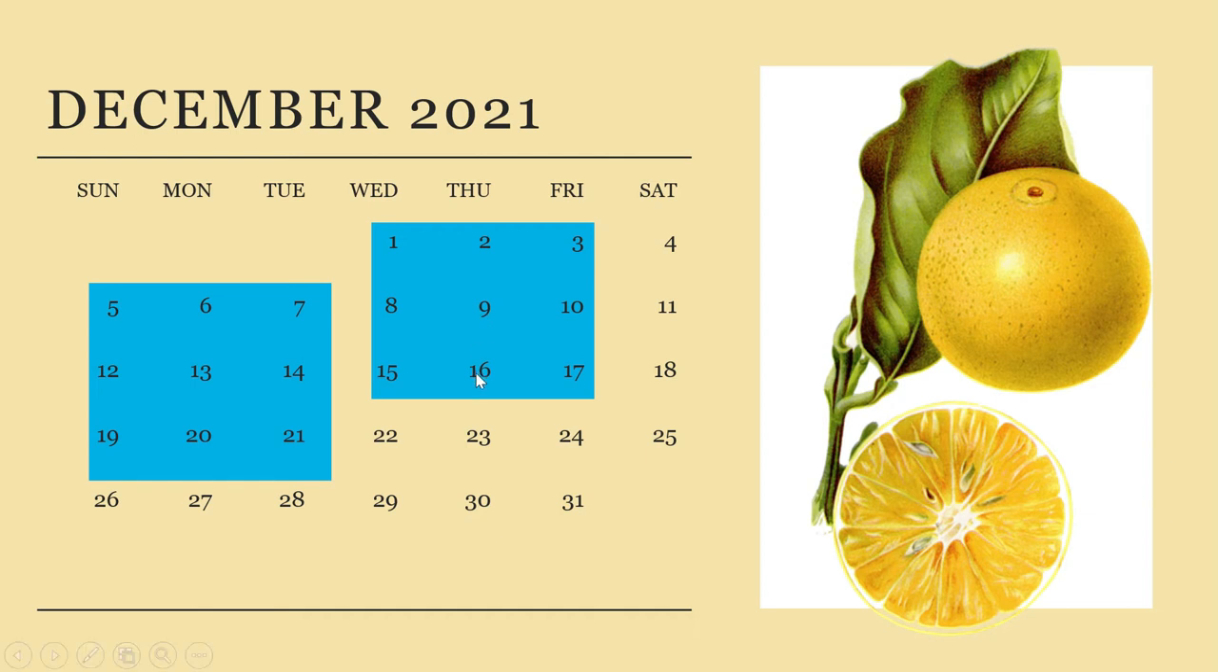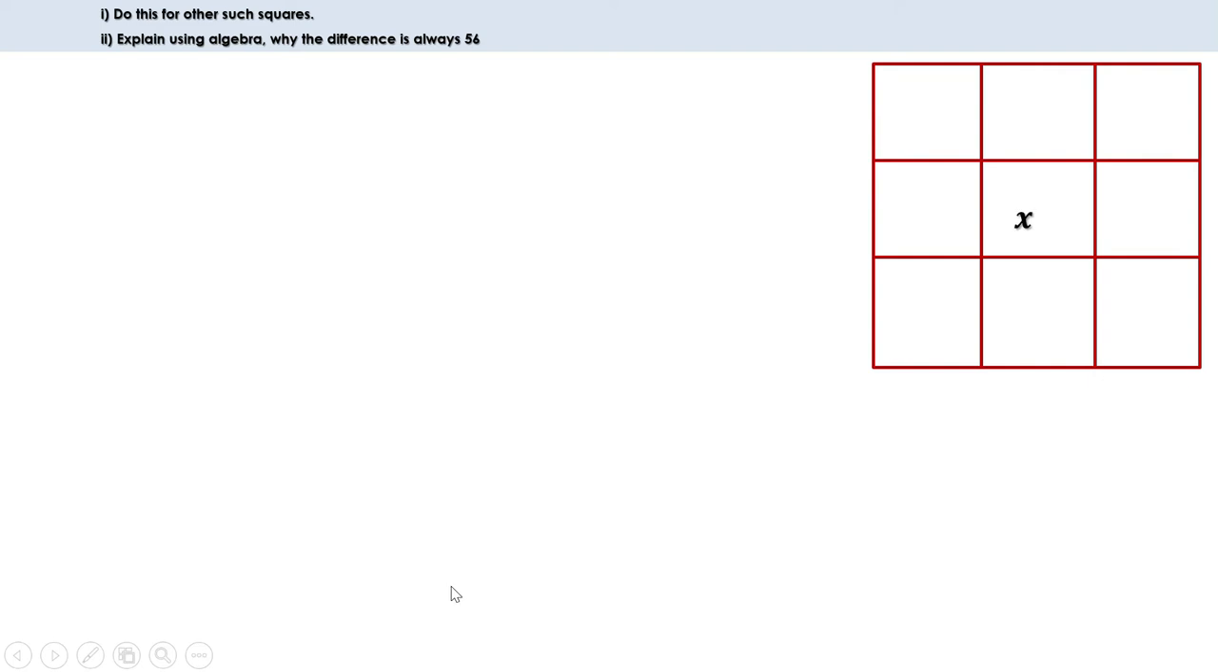And this is 7 more than the middle number, as it is the day of the next week. Similarly, this is 8 less than the middle number, and this is 8 more than the middle number. This is 6 less than the middle number, and this is 6 more than the middle number. So let me take the middle number as x.